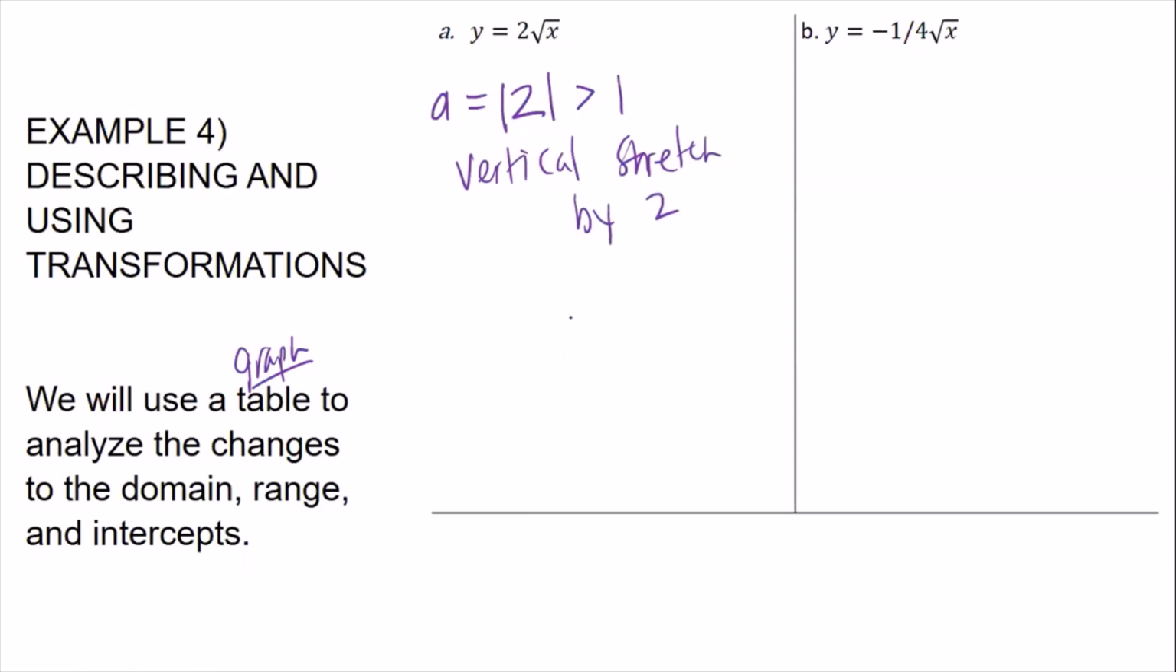Okay, which means is our domain affected? Or what does that affect? That only affects our y, right? Okay, but it is not shifting it. Is it making it go left, right, or up or down? No. So our domain is still going to be x is greater than or equal to 0. Our range is still going to be y is greater than or equal to 0, which means that our intercepts are still going to be at 0, 0.